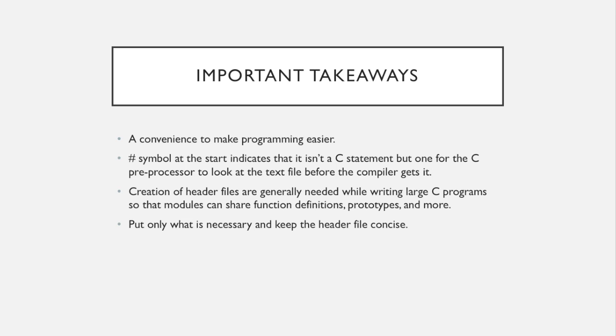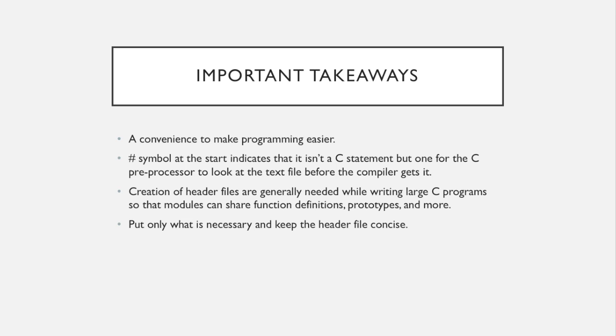Another key takeaway is that the pound symbol at the start indicates that it isn't a C statement, but rather one for the C preprocessor to look at the text file before the compiler gets it. It is imperative to have that pound symbol at the beginning just so that you know that you can include those header files. The creation of header files are generally needed while writing large C programs so that modules can share function definitions, prototypes, and more.